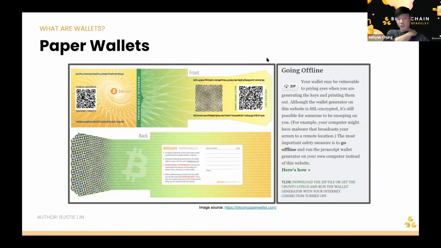And on the website, it actually even says that users who are using this wallet should load the website, load the JavaScript, and then turn off your internet, your Ethernet, your Wi-Fi, whatever, so that you're completely isolated on your own computer, so that you're sure that no one can be snooping on your computer. There are no hackers or any malware that are broadcasting your screen to a remote location, as it says right here. And so you just go offline, run this paper wallet generator, and then you have a complete cold storage wallet that is unhackable, because you can't really hack a piece of paper.